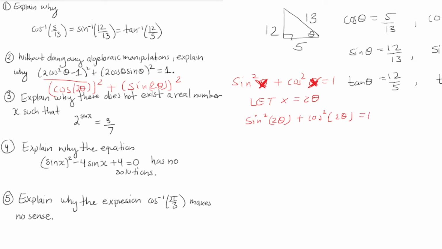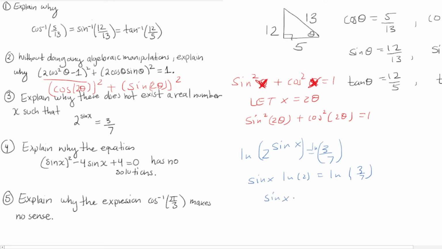For 3, explain why there does not exist a real number x such that 2 to the sine x is equal to 3 over 7. Well, here we want to solve for x, so let's take the log of both sides, since that's going to bring down the exponent. And now we're going to divide both sides by ln of 2.